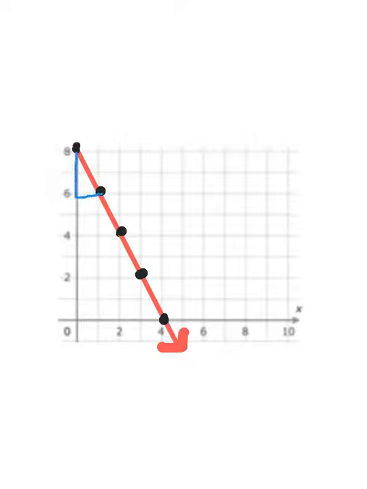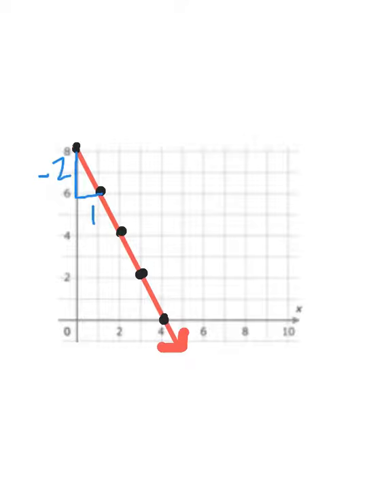between 2 points. So I start at positive 8, and I go down to positive 6. So that means I went down 2. So I'm going to put a negative 2 there. And then I went from 0 over to 1, so I went over a positive 1.